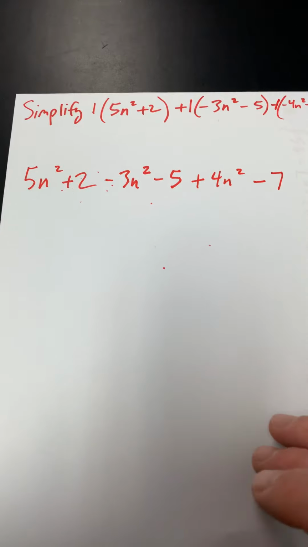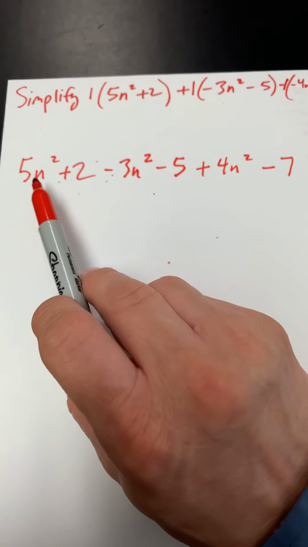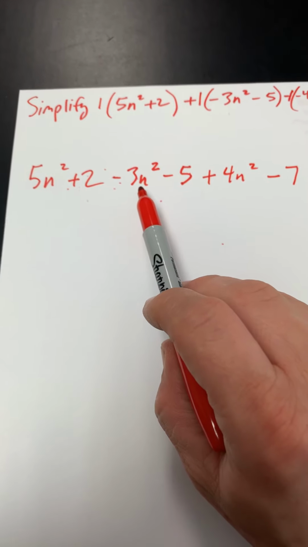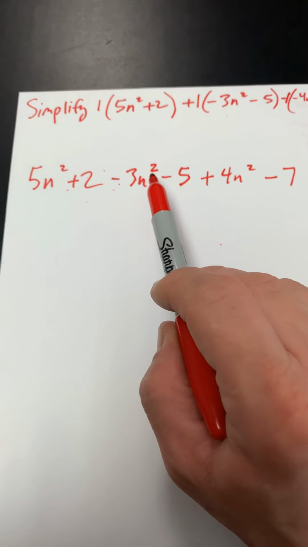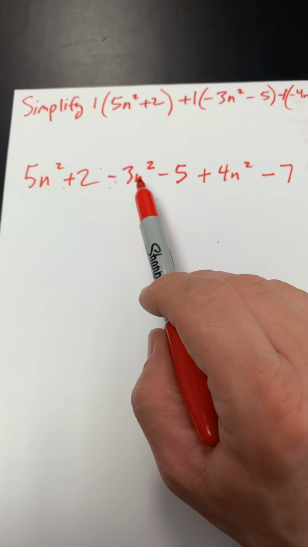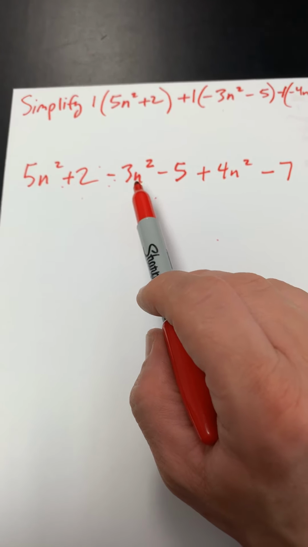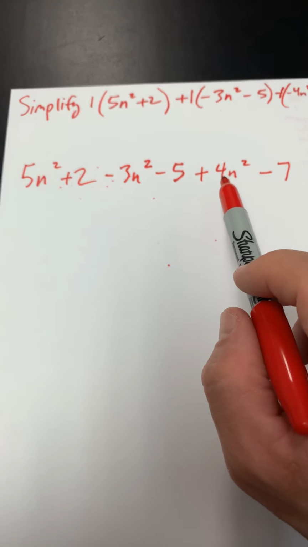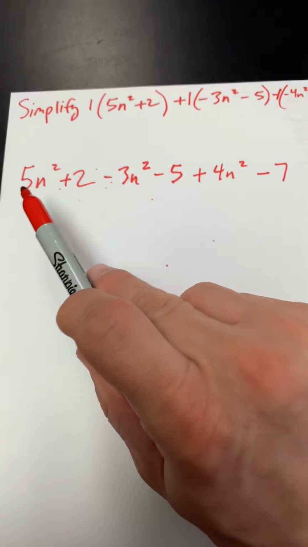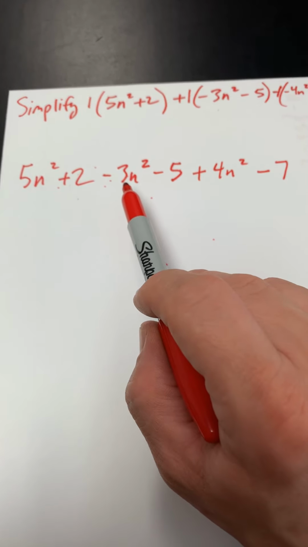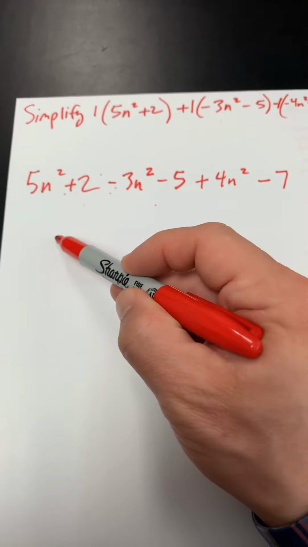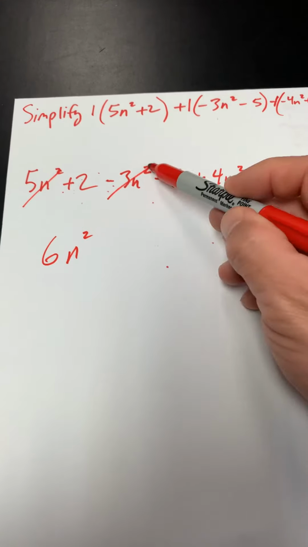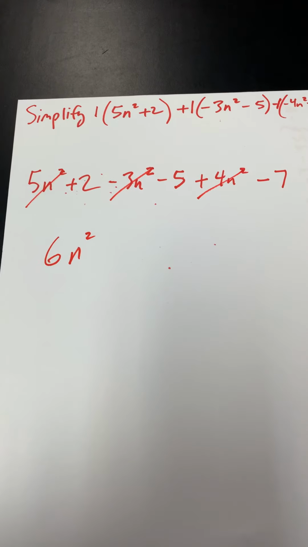Okay, now combine like terms. All right, we have a 5n squared and a negative 3n squared. So 5n squared minus 3n squared gives us 2n squared, right? 2n squared plus 4n squared gives us 6n squared, correct? So 5 minus 3 gives us 2, 2n squared plus 4n squared, so we have 6n squared. I'm just going to mark these off because we have combined those already, right?